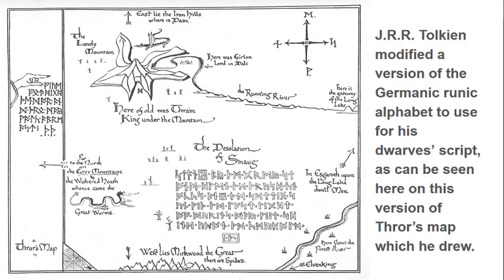And it's worth noting that J.R.R. Tolkien modified a version of the Germanic runic alphabet to use for his dwarf script, unsurprisingly given how influenced he was by early medieval literature.